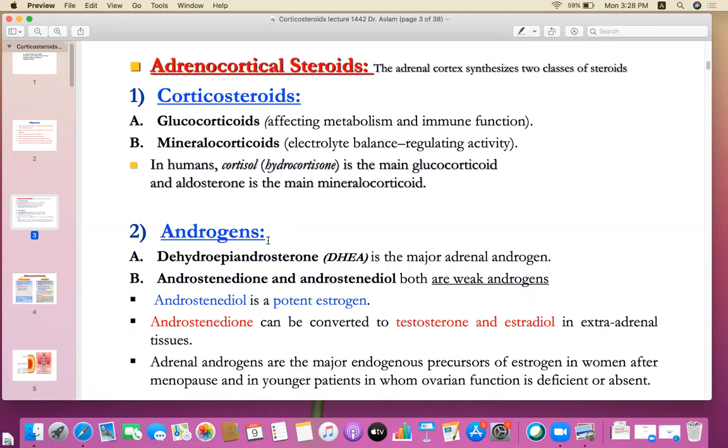The main examples of the androgens are dehydroepiandrosterone, androstenedione, and androstenediol. These are the chemical examples of androgens. When we have to prescribe androgens, we cannot just write androgen. We have to write their chemical forms: dehydroepiandrosterone, androstenedione, and androstenediol.